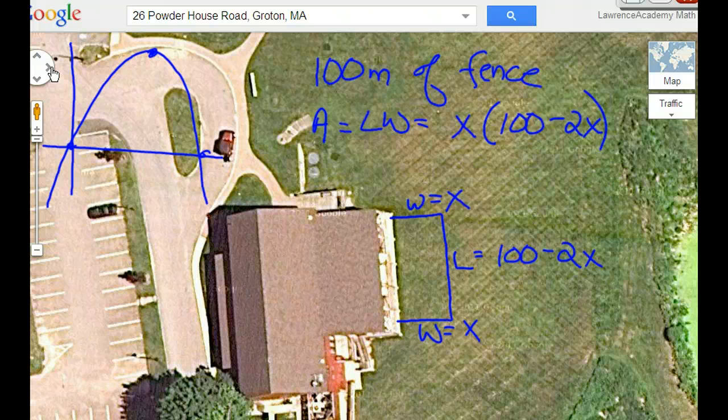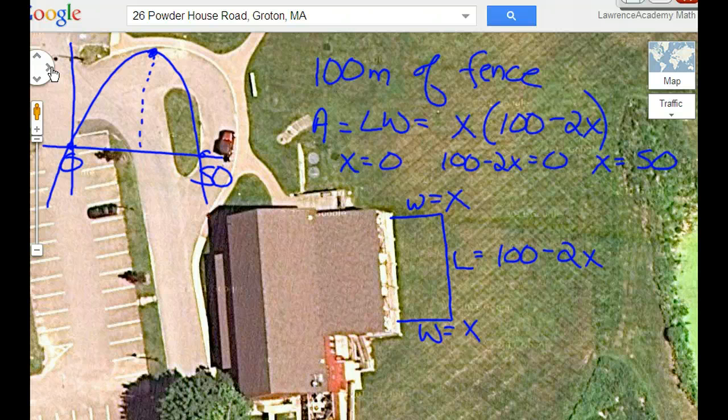Since this is in factored form, x equals 0 is one of the zeros. And 100 minus 2x equals 0 will give us the other zero, or x is equal to 50. So the zeros are 0 and 50. Based on the symmetry, the x-coordinate of the vertex would have to be 25. Oh, let's plug that into the equation.